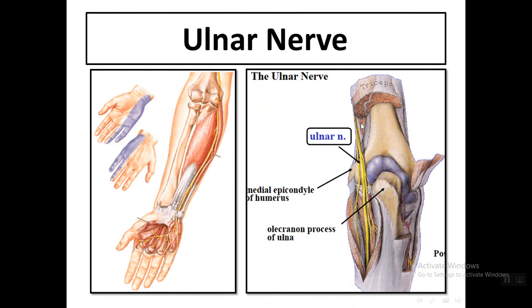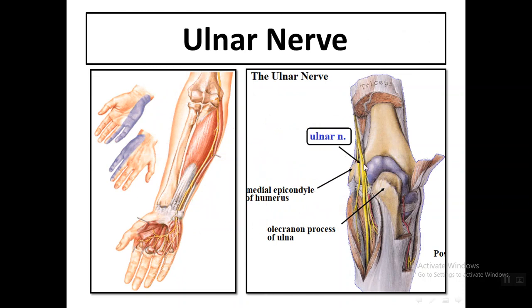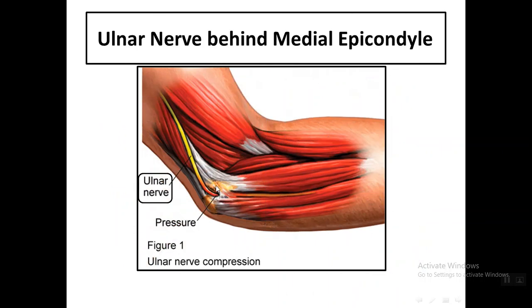When it crosses to the posterior compartment, it will pass behind the medial epicondyle. Here, behind the medial epicondyle, this is the ulnar nerve, to continue in the forearm between the two heads of this muscle. This is the ulnar nerve passing behind the medial epicondyle.